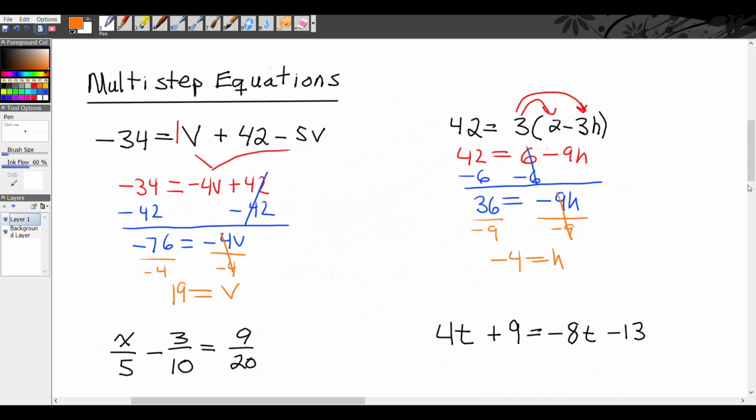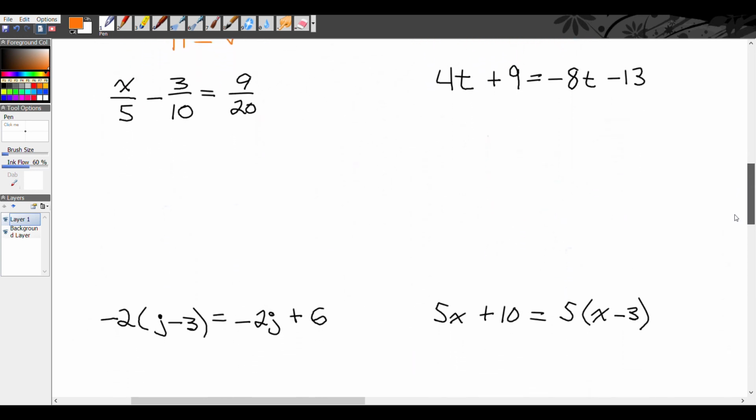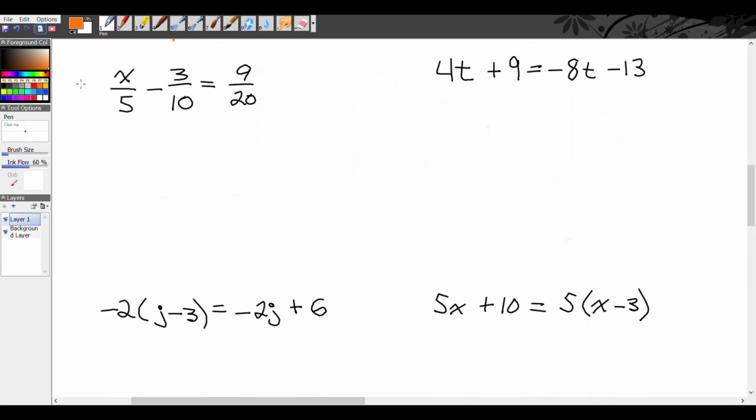Okay, let's move on to the third equation here. Now this third equation is interesting because it is made up all of fractions. And many students do not like to work with fractions. So there's a little trick that we can use to convert this equation so that there are no fractions. And that's called eliminating the fraction.